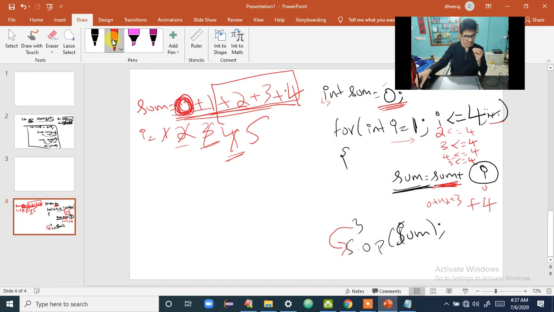So I want you to take this screenshot. Okay, take this screenshot. So I hope you have taken the screenshot. Now I hope you have understood also how simple it is.